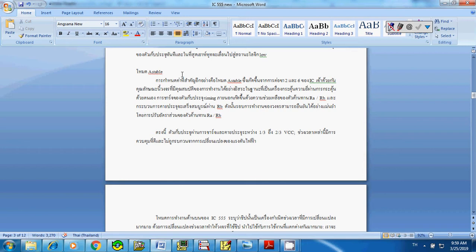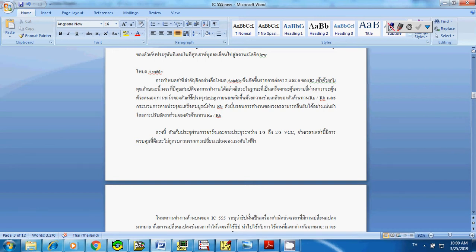The very important configuration in the astable mode is that you connect pin number 2 and pin number 3 of the IC555 together, and then the circuit will work as a free run, activating the frequency by self activation.